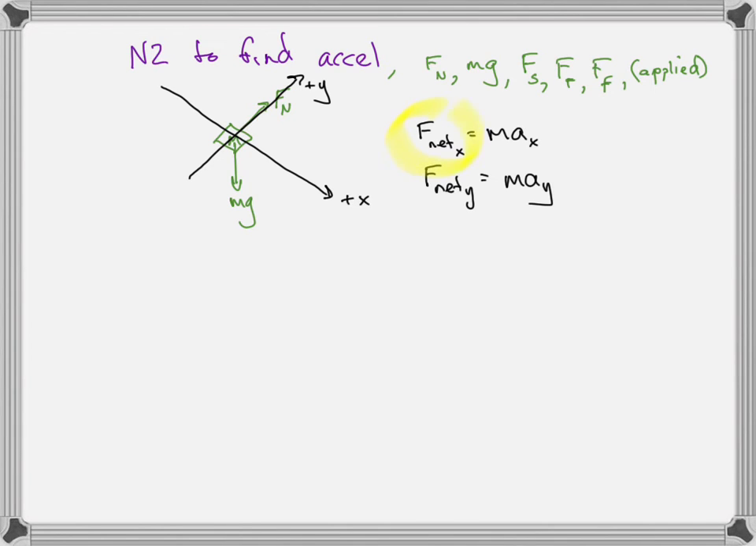step is to identify the left-hand side of this equation from your free body diagram, and then identify if we know anything on the right-hand side of the equation. So this is the process. Let's start with this one, the net force in the x direction from the free body diagram.